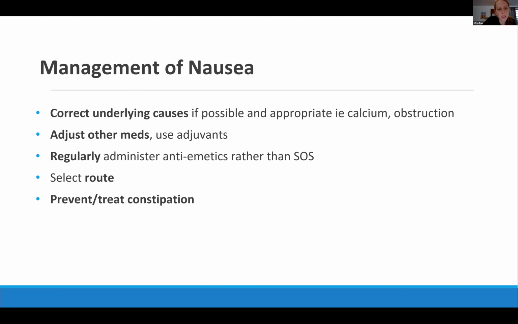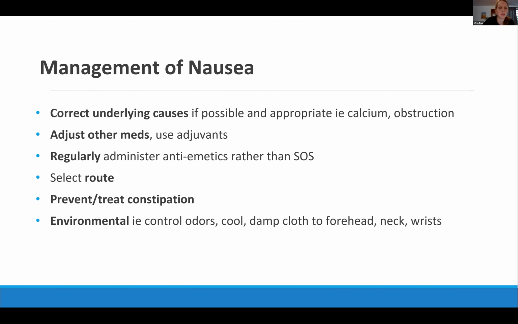We need to remember to prevent and treat constipation. If a patient is constipated, oftentimes they will experience nausea and vomiting. So giving a laxative on a regular basis, or making sure that you assess what they're eating, their diet, can be really helpful. Even using a suppository for patients that are severely constipated can help with managing nausea.